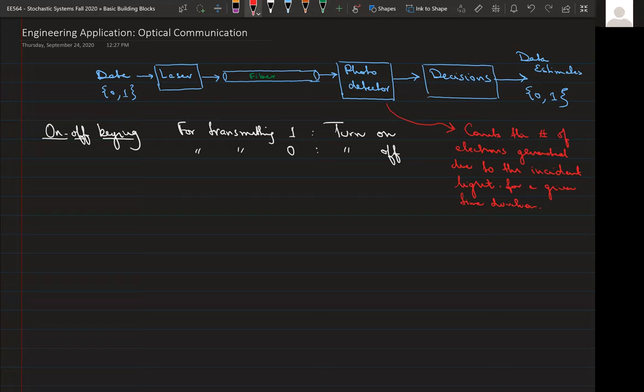Sir, shouldn't you have two random variables for the photodetector, one random variable for when you are transmitting a one, and one for when you are transmitting a zero? Depends on how you view it. I can view both of them as falling under the same broad random variable with a conditioning operator. Yes, you would need to condition it on something. Either I can take that with probability. So when I'm trying to transmit a one, I have a random variable.